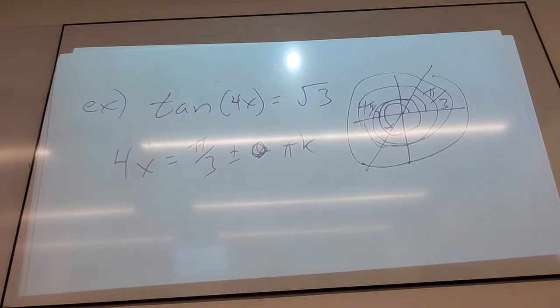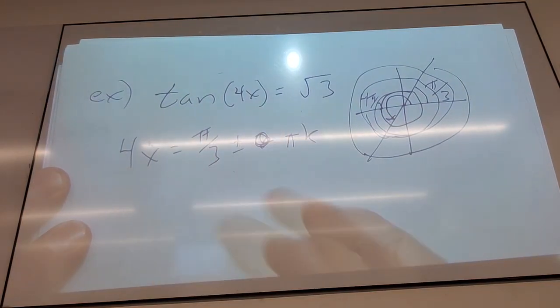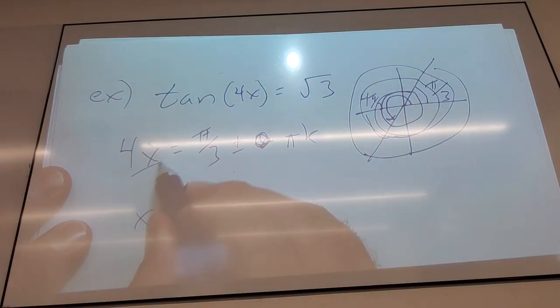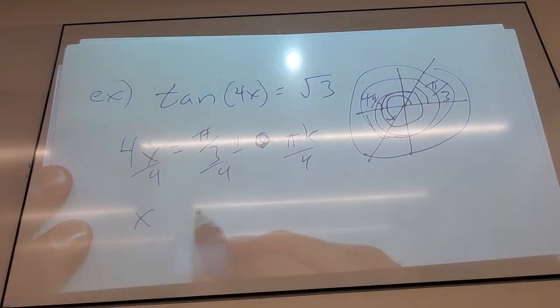Didn't you have to divide by 4 there too? Oh yeah, here. Last step. Sorry. Divide everything by 4. Pi over 12.